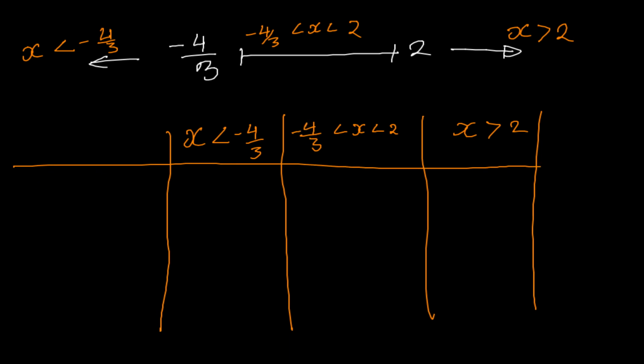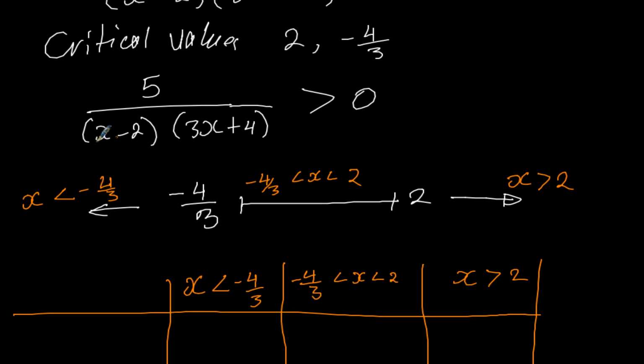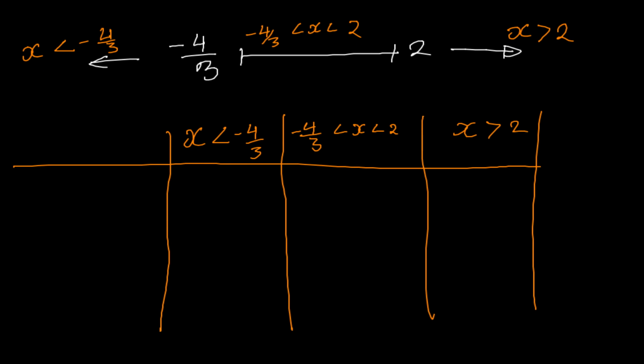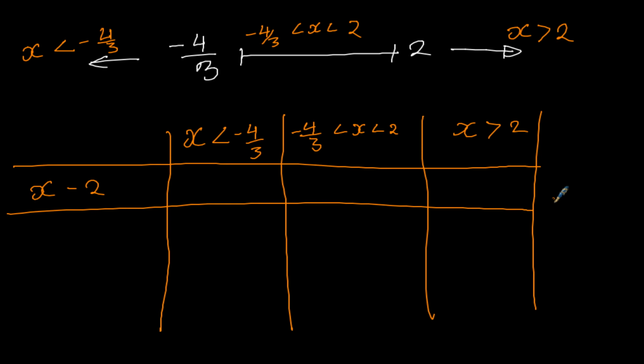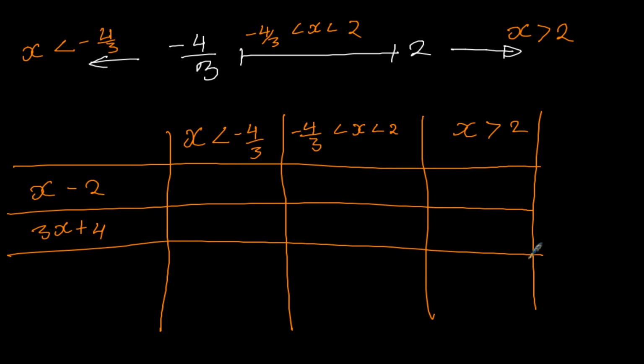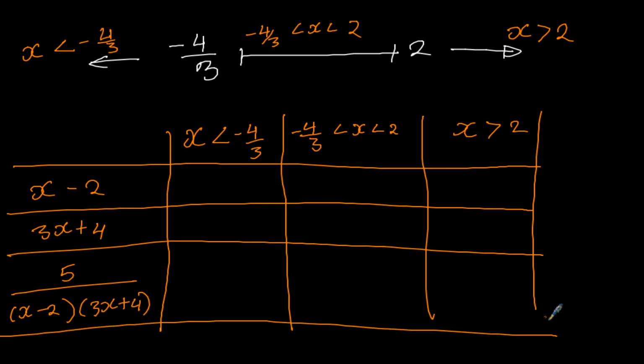From our factorized part, I'm interested in the denominator, since in the numerator there isn't any expression, it's just the constant term 5. So we are having x minus 2, then 3x plus 4. And from that we shall get our 5 over x minus 2 times 3x plus 4, the outcome after multiplying and dividing.